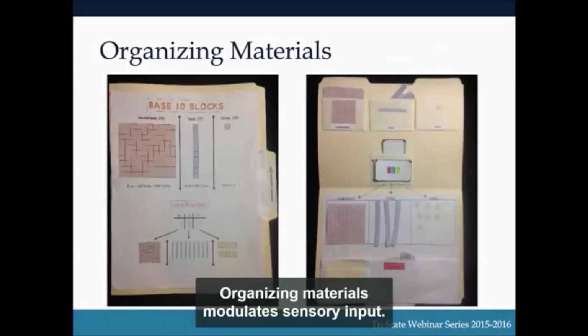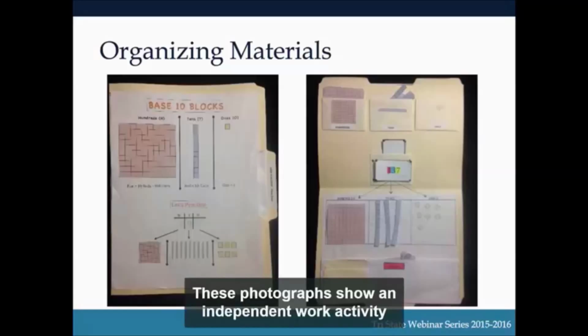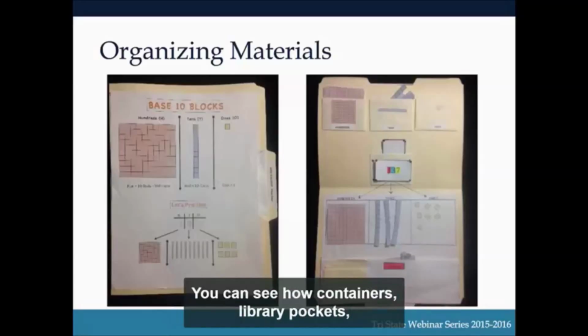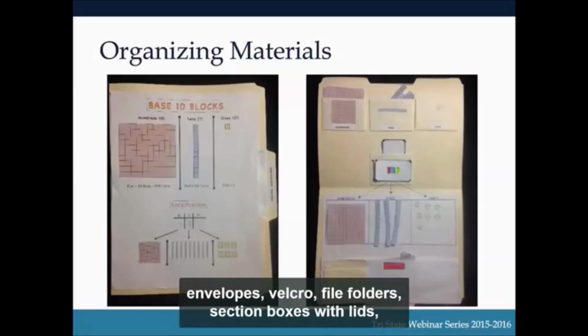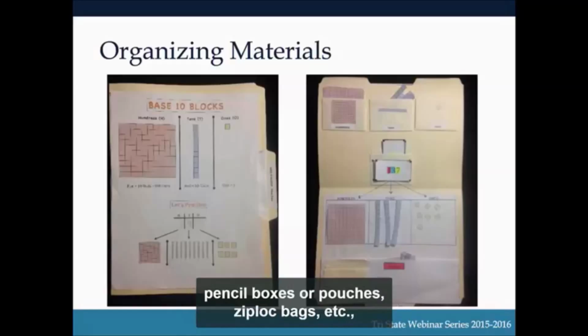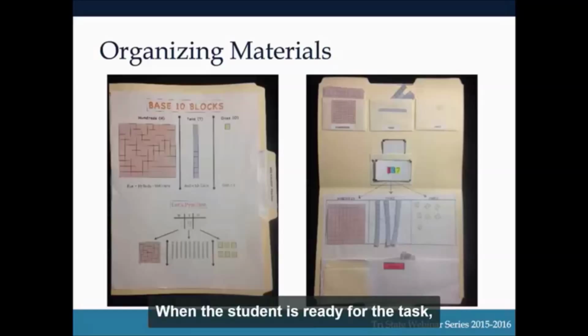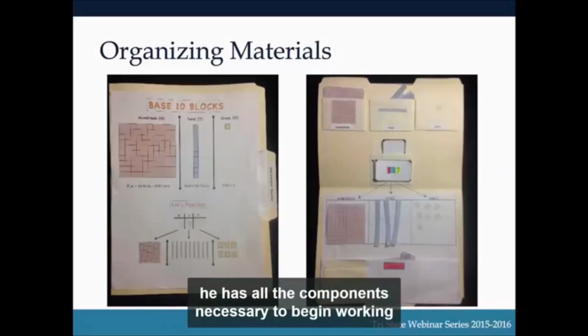Organizing materials modulates sensory input. These photographs show an independent work activity that focuses on base 10 blocks. You can see how containers, library pockets, envelopes, Velcro, file folders, section boxes with lids, pencil boxes or pouches, Ziploc bags, etc., are used to help organize and store the individual items used in the task.